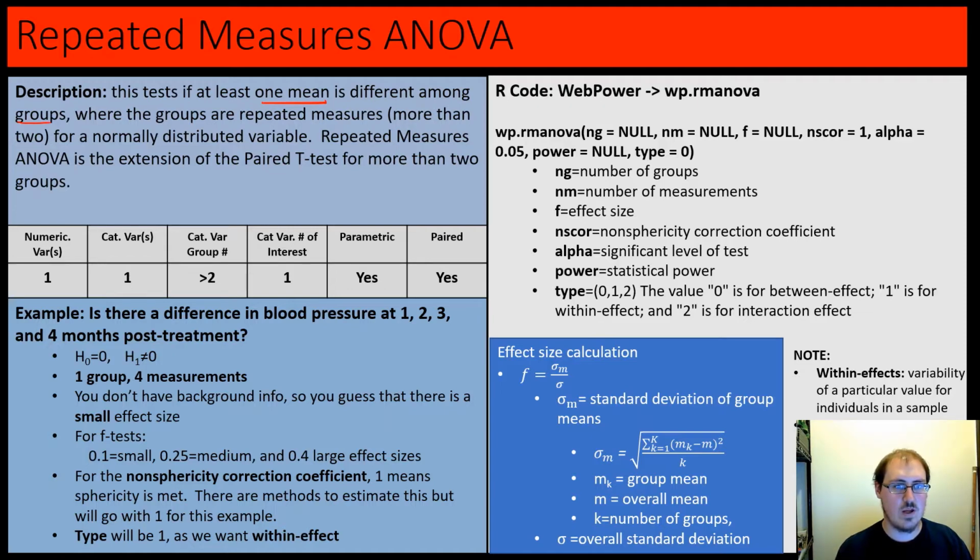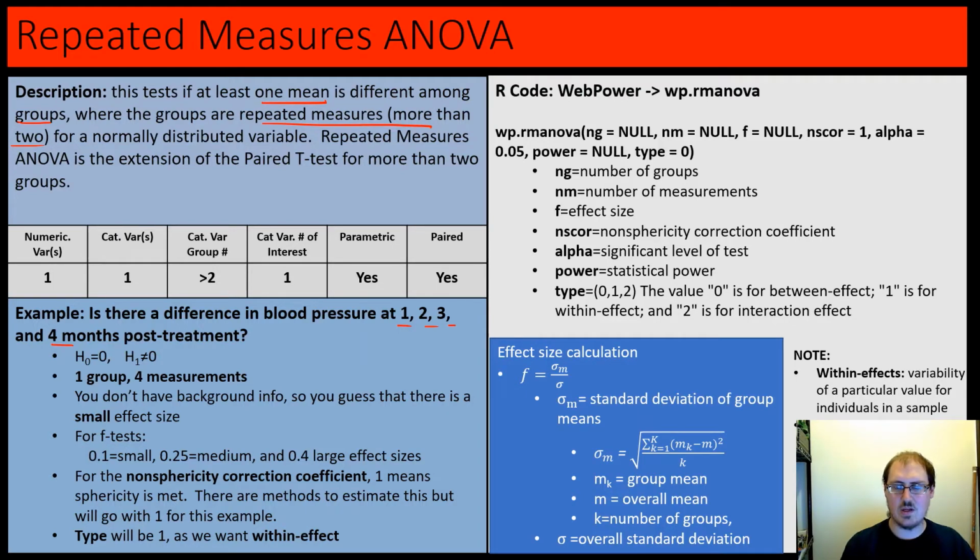The groups are repeated measures, so for our example question, is there a difference in blood pressure at 1, 2, 3, and 4 months post-treatment? All of these are repeated measures because each sample is one patient, and then they get 4 different measurements across these time intervals. So to do this, it's a little more complicated than simple one-way ANOVA.